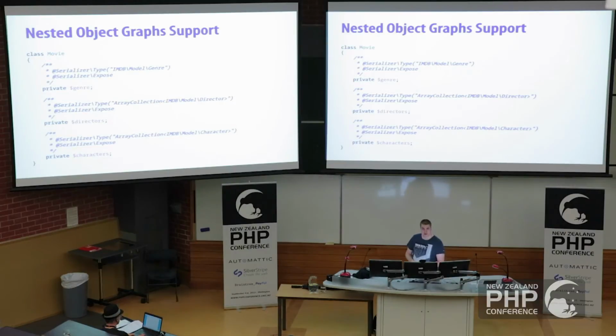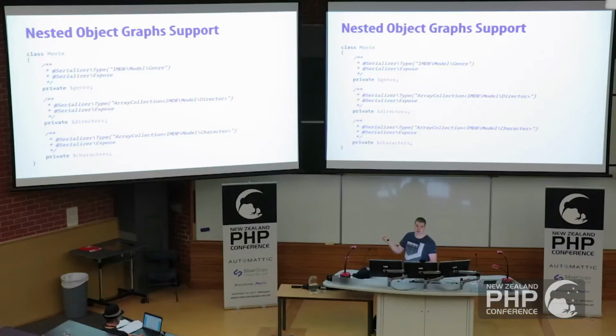Again, you can have nested object graph support. So if you have, remember, we have genres, directors, characters. You can explicitly tell that, for example, the genre object is an instance of IMDb model genre objects. That directors is an array collection object, which contains instances of IMDb model directors. So when this tool deserializes any JSON or XML string, it will recreate directors instances, and it will put them into a new array collection instance.